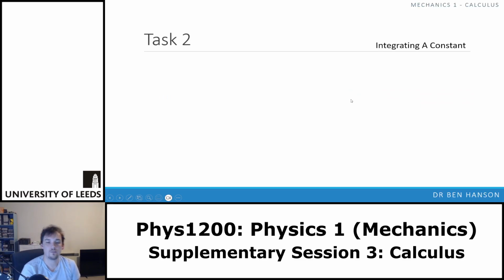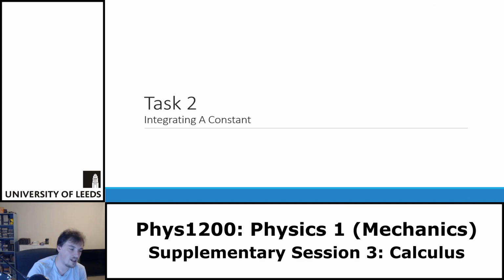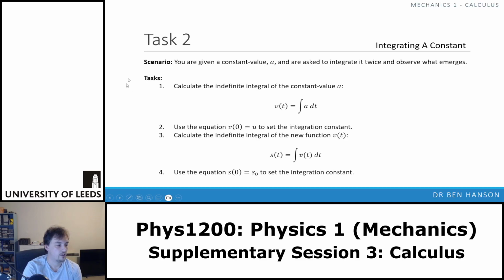So task 2, this is going to be integrating a constant. We're going to do this in the first mechanics lecture anyway, but let's just do it now. Scenario, you're given a constant value a. A is chosen not by accident, and you're asked to integrate it twice and observe what happens. So your tasks are to calculate the indefinite integral of the constant value a. I've called it v of t. Interesting. Use the equation v at 0 equals u to set the integration constant.